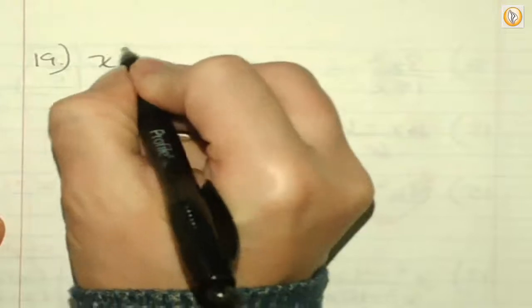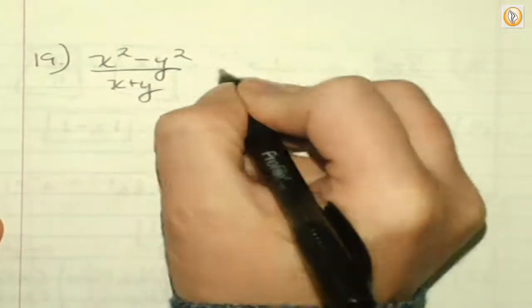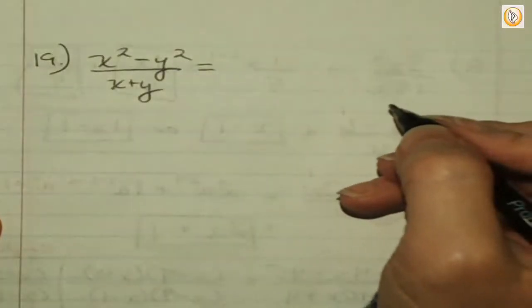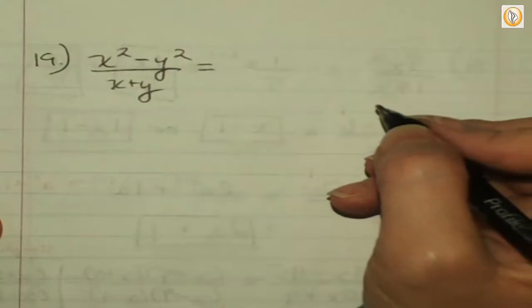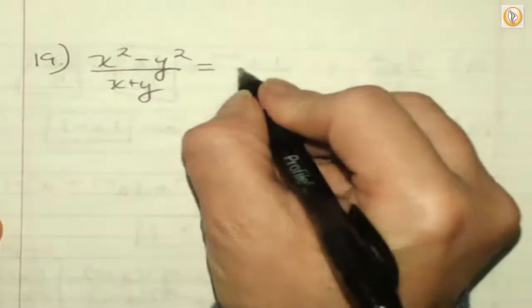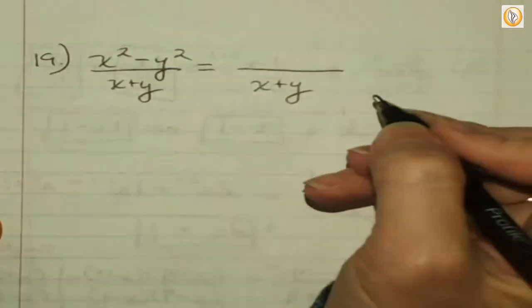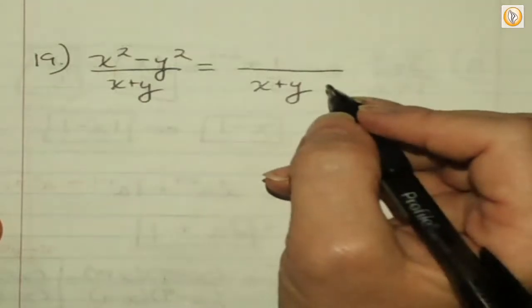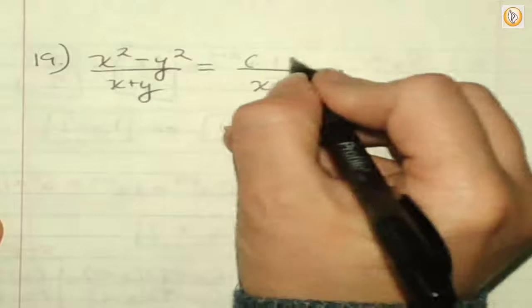Number 19. I have x squared minus y squared over x plus y. Franz, you want to try to simplify this? The bottom seems to be quite simplified. So what do I need to do to the top? Factor. Very good, factor.